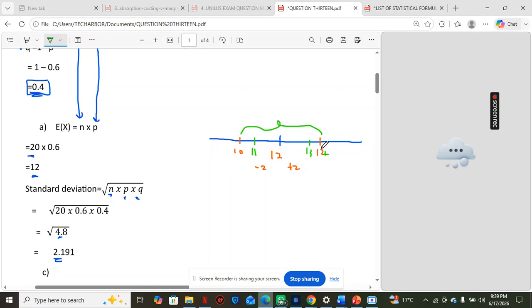Okay, so the more times you conduct this test, you're going to see that the average is going to be near 12. Okay, it's going to be in this range from 10 to 14, but near the average figure, which is 12. Any questions? That's what standard deviation is telling you.